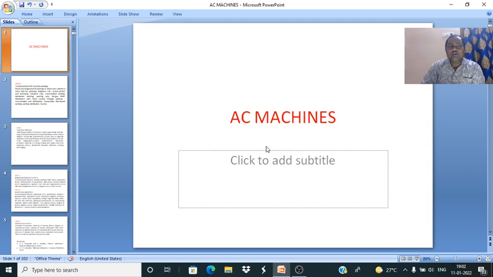I am S. Muniraja, Assistant Professor in the Department of EEE. For Third BTech first semester, we have a subject AC machines. This is an extension of DC machines and transformers. After finishing the transformer topic, we need to go to induction motors and construction of windings. AC machines.